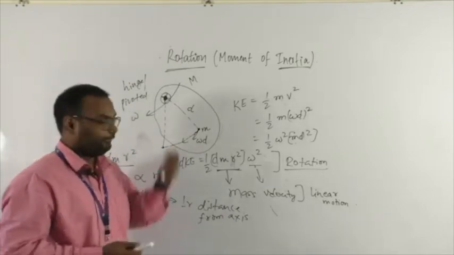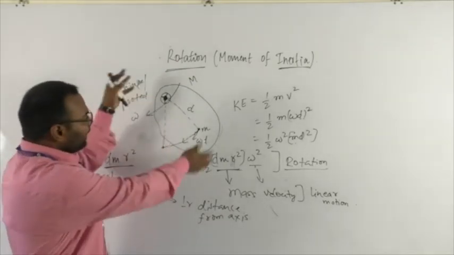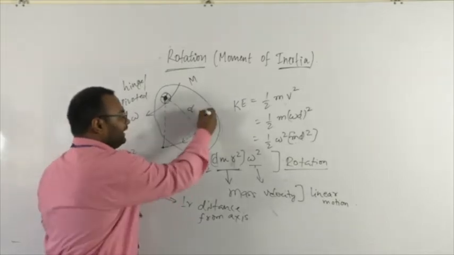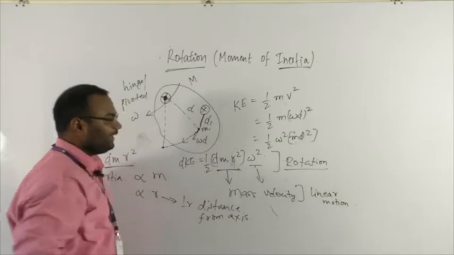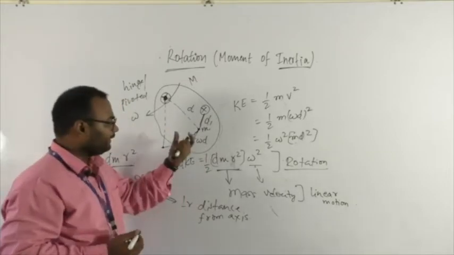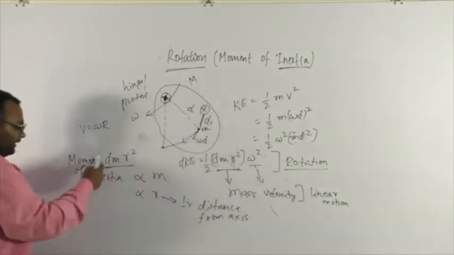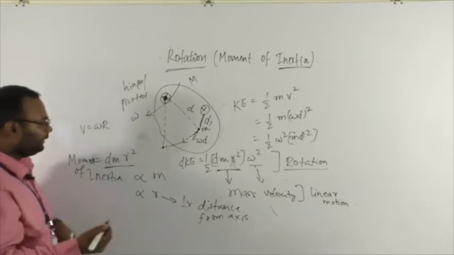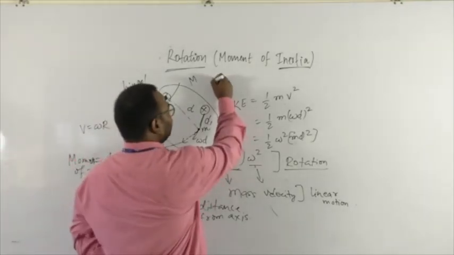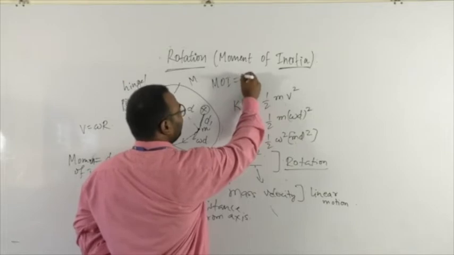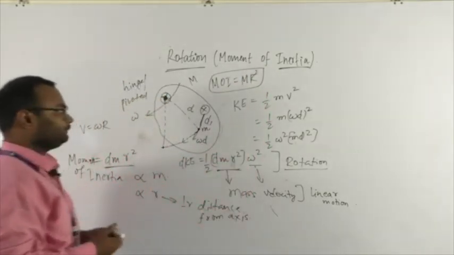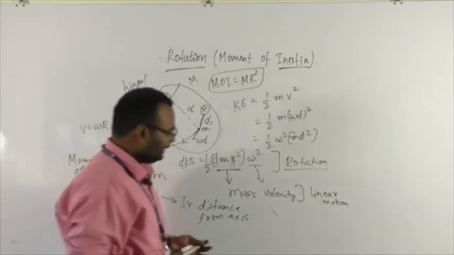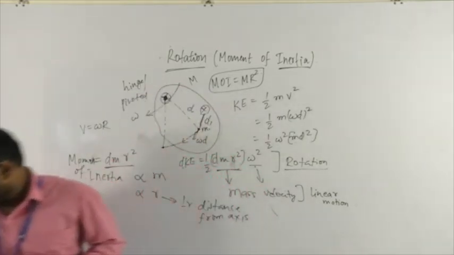Axis can be anywhere. If you want to clamp this or pivot this mass m somewhere here, then again for this mass m, this distance, say d1, will change, right? So that perpendicular distance will change. So we say that moment of inertia finally we conclude is given as m r square. Now we'll take some examples.